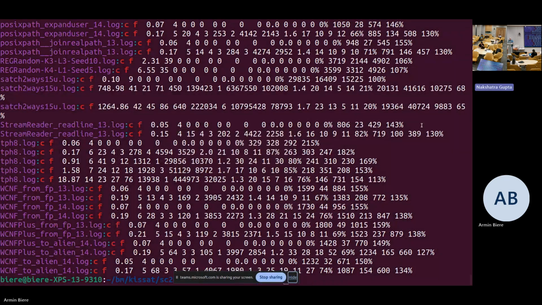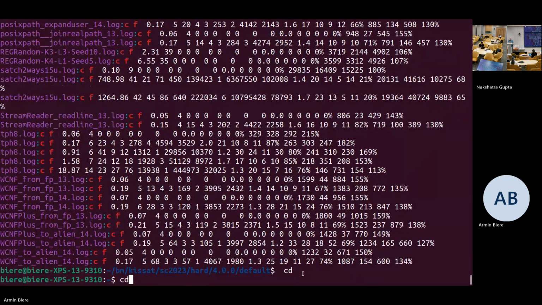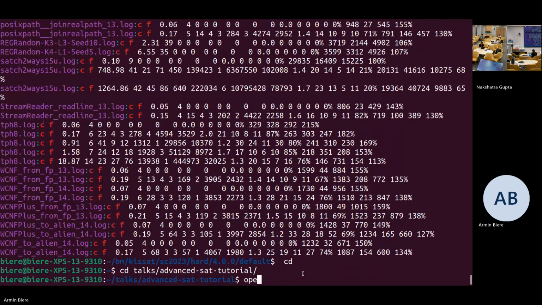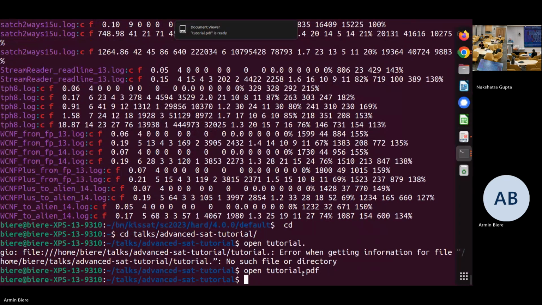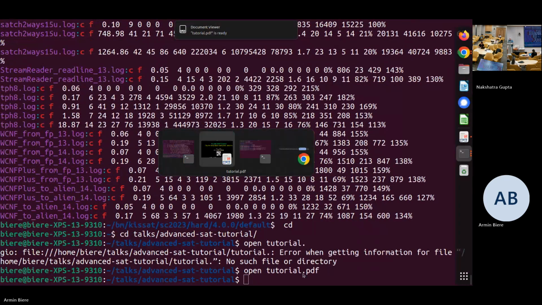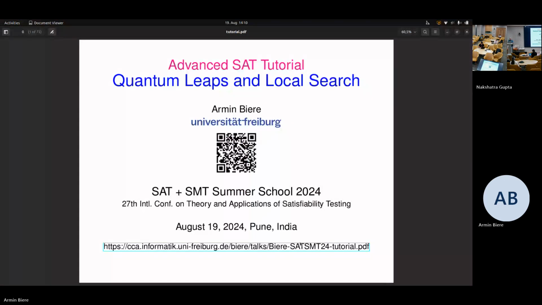Okay, now I need to go back to my slide. I'm still running, yes. Okay. Here. Okay. Sorry. All right. So this was another window.